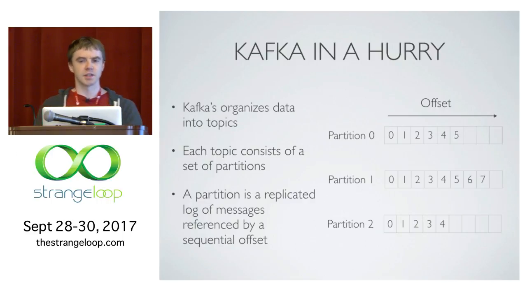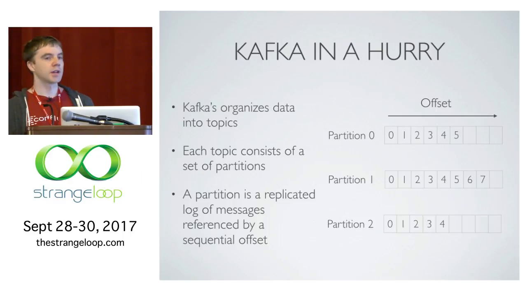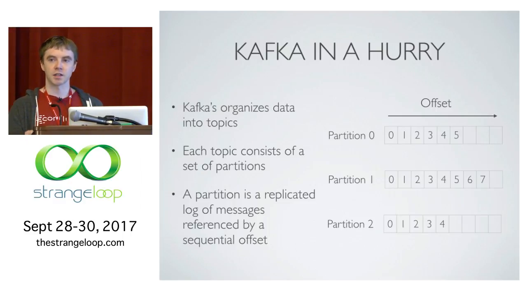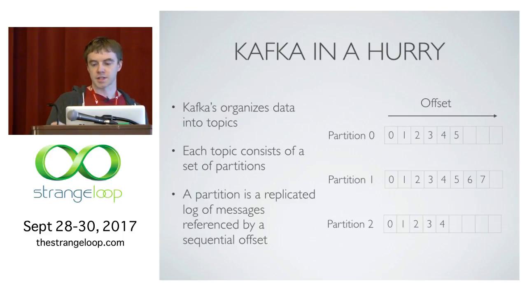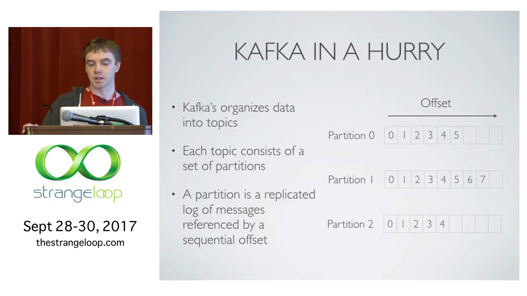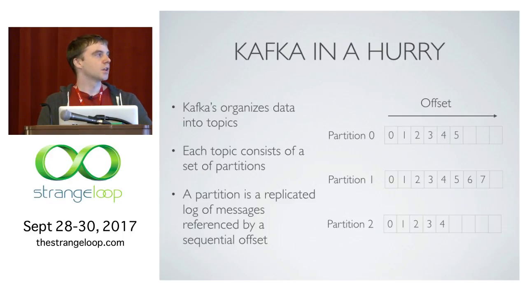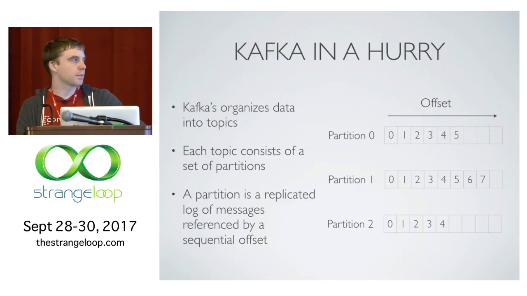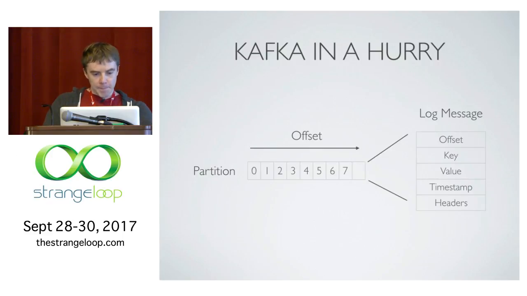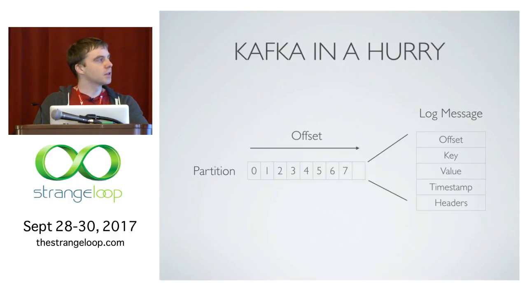Kafka organizes data into topics. Topics are organized into partitions. So a partition is kind of like the unit of state that we're able to move around the cluster. The fundamental data structure of a partition is this log of messages, which have a sequential offset. As messages are added to it, they get assigned an increasing offset. We're going to spend a lot of time in this talk looking at the log because it's really the best way to understand what is happening inside of Kafka.